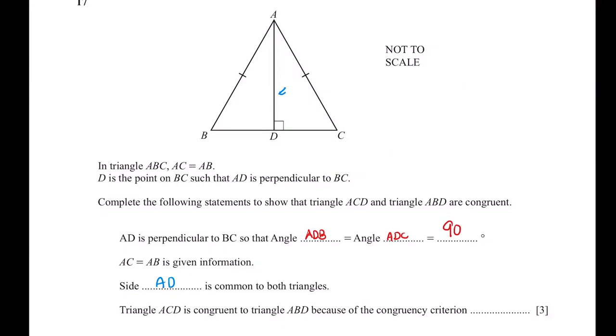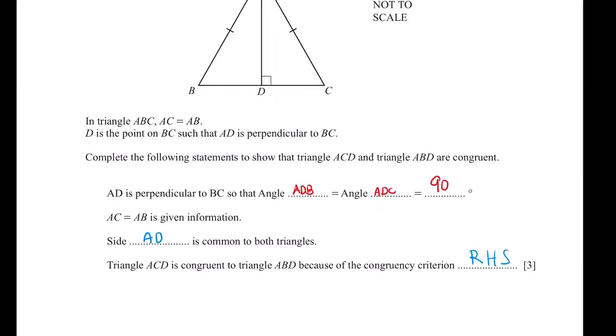And the last one is triangle ACD is congruent to triangle ABD because of the congruency criterion. Your SSS, your AAA, your ASA: angle, side, angle; angle, angle, angle; side, side, side. This one, however, every time it's a right angle, you have to say right angle, hypotenuse, and side. Okay, RHS. Right angle, hypotenuse are the same, and then the side. They share one side.